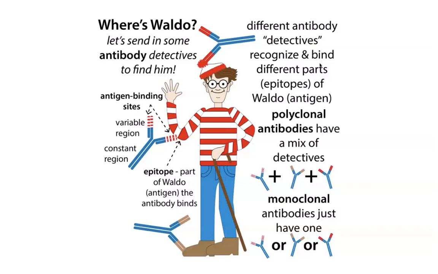Each different antibody is going to have a different antigen binding site. And on the most typical type of antibody, which is the IgG antibody that we're going to talk about, they're going to be on the tips of the Ys. And those are going to be the parts that bind to that epitope.